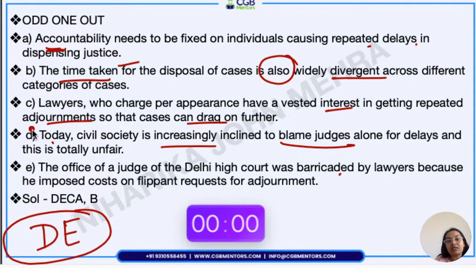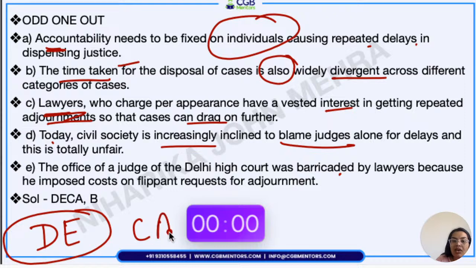Okay. C बोलता है lawyers जो कि per appearance charge करते हैं, उनका ज़्यादा interest होता है ताकि बार बार dates मिलें तो उनका bill अच्छा बनेगा. Accountability needs to be fixed on individuals. Which individuals? Such lawyers causing repeated delays. So of course C and A are gonna come together. When I see this also, मैं इस also को किसी से connect नहीं कर पा रही.